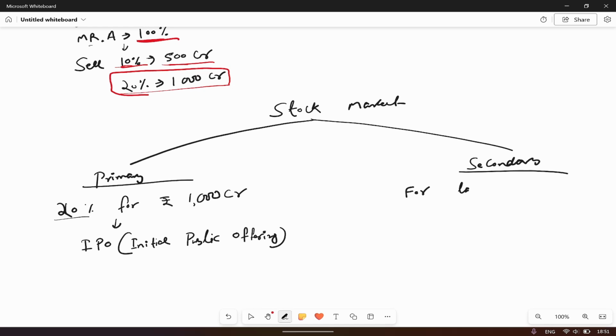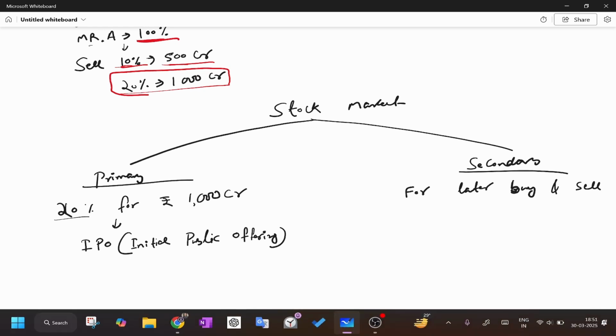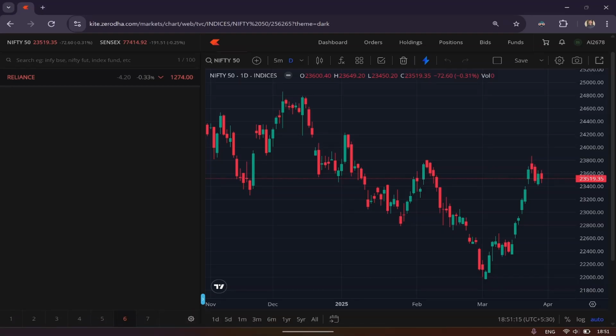For later buying and selling. For example, if I show you some practical examples, then you will understand better. So this is my broker. Look, there are different brokers you can use, and brokers are nothing but intermediaries that will help you to buy or sell. They basically match buyers and sellers.